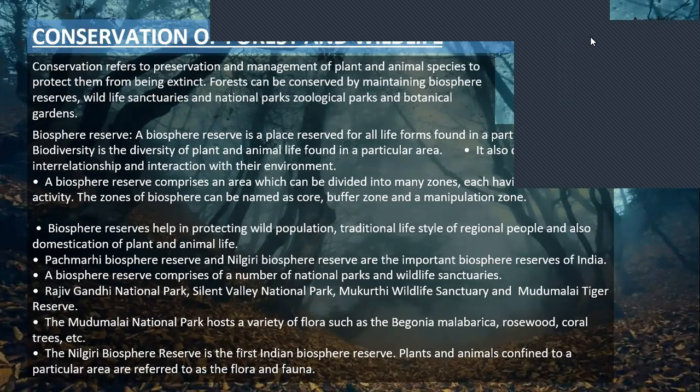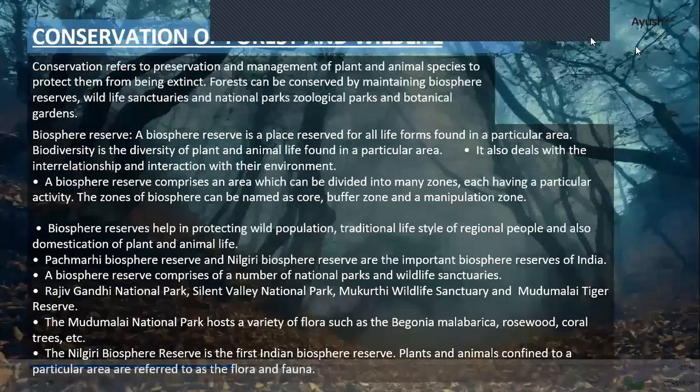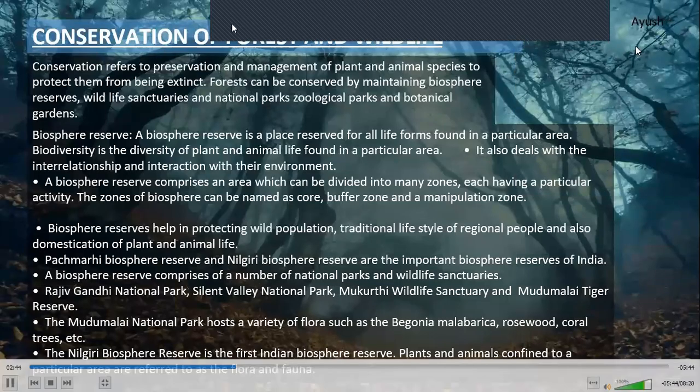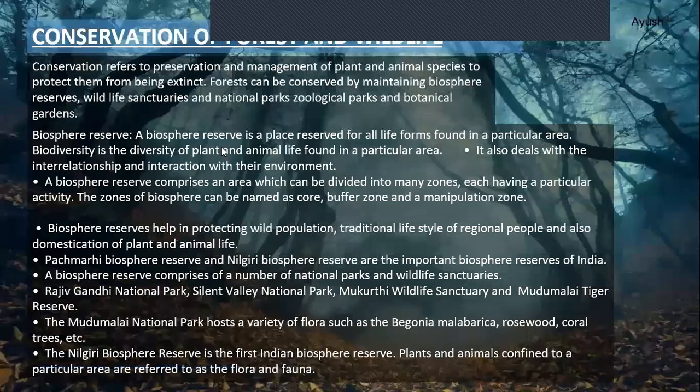A biosphere reserve comprises a number of national parks and wildlife sanctuaries: Rajiv Gandhi National Park, Silent Valley National Park, Mukurti Wildlife Sanctuary, and Mudumalai Tiger Reserve. The Mudumalai National Park hosts a variety of flora such as Begonia malabarica, rosewood, coral trees, etc. The Nilgiri Biosphere Reserve is the first Indian biosphere reserve. Plants and animals confined are known as flora and fauna.